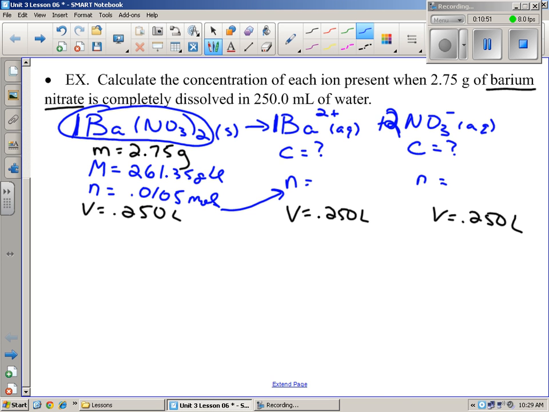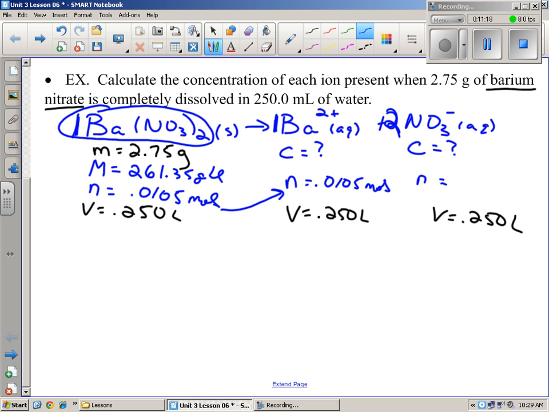So how many moles should I get there? Probably the same, right? 1-to-1 ratio. So if I have 0.0105 moles here, I probably get 0.0105 moles of these barium ions. All right? Because for every 1 mole, I get 1 mole of barium ions. Well, 0.0105 moles would give me 0.0105 moles of barium.